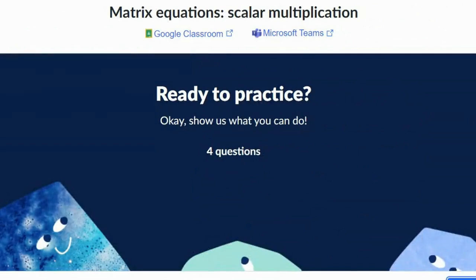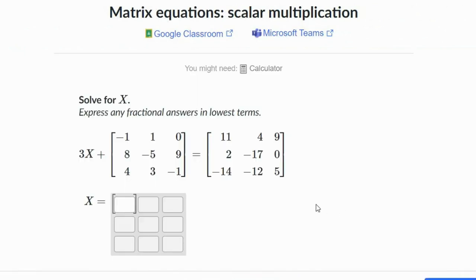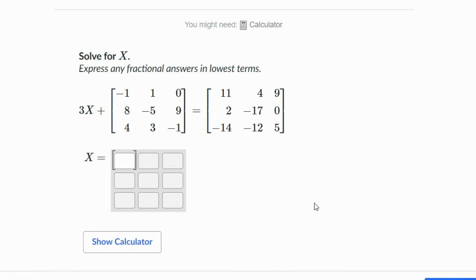All right, 4 questions. So far, so good. This is a 3 by 3. This is a 3 by 3. So x should be a 3 by 3. So let me write this out to show what it's got.